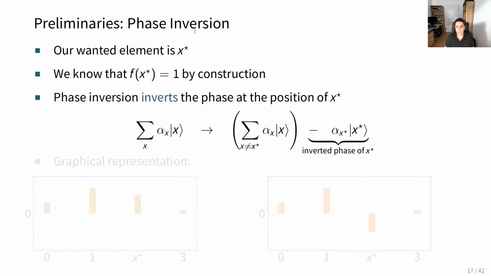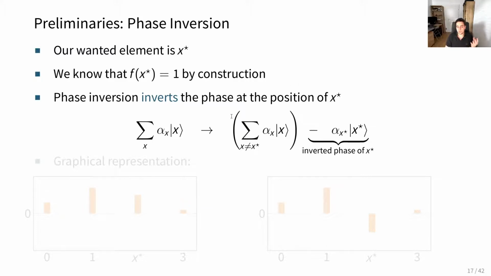So the first building block is phase inversion. Let us assume that our wanted element is x star, and we know, of course, that f of x star is 1 by construction. The purpose of phase inversion is to invert the phase at the position of our wanted element. Now you may ask, how do we know what the wanted element is? How can we invert the phase at exactly this position? If we knew it, we wouldn't need this algorithm, right? The thing is that we don't know, but we apply a function which, without knowing, affects only this phase. We will see later how this works.